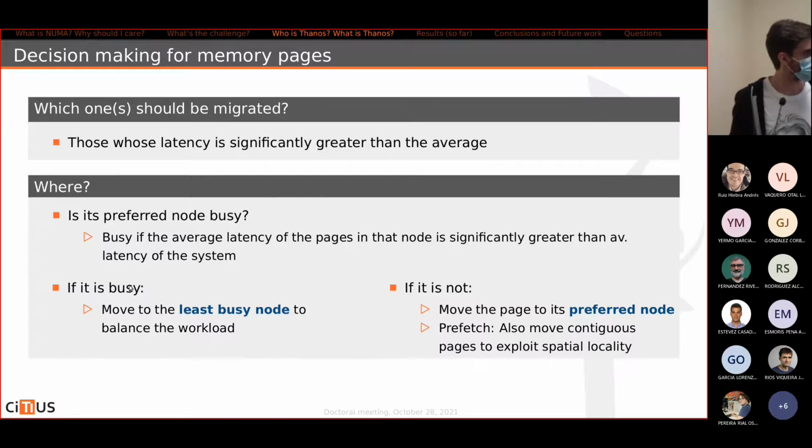So if the preferred node is busy, we move the pages to the least busy node to balance the workload, since we have some memory congestion happening there in the system. And if it's not, the locality can be improved, so we move the page to its preferred node. And we also perform some prefetching, similar to what cache memories do to exploit spatial locality.